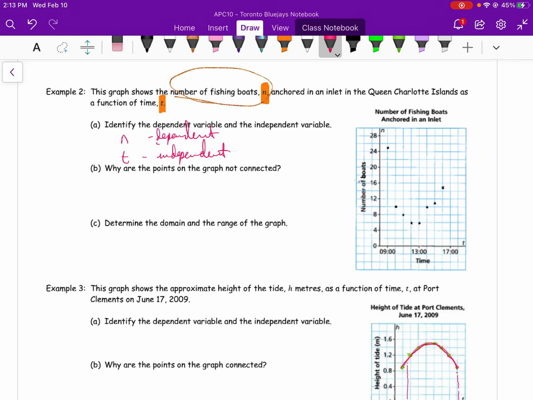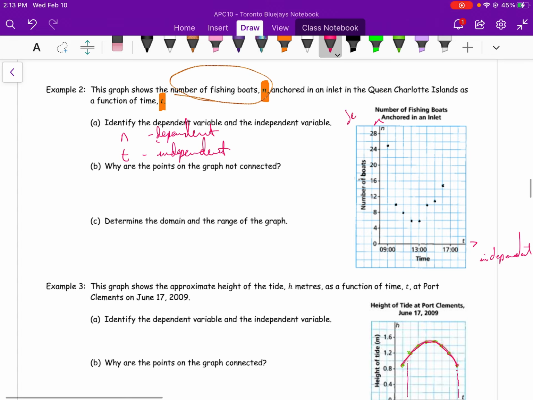And what we should see here is they've given us a graph. If I can just talk quickly about the graph, the horizontal axis will always be the independent. The vertical axis will always be the dependent. Now, this is true for x and y. The independent variable is always the horizontal. The dependent variable is always the vertical.